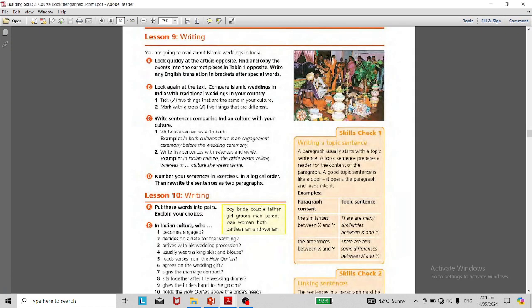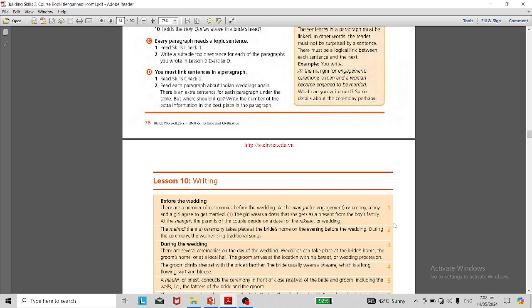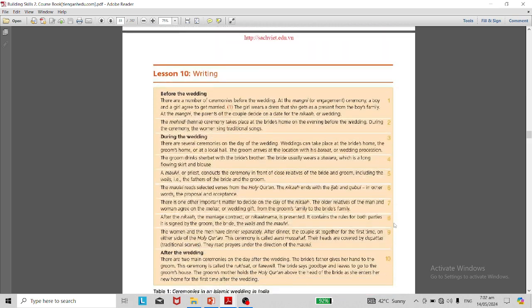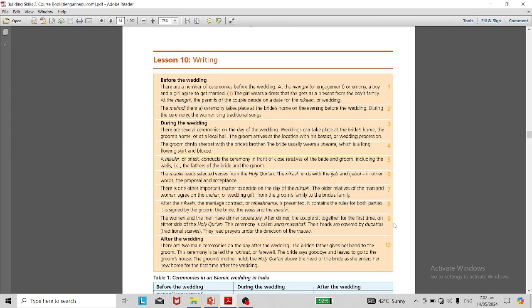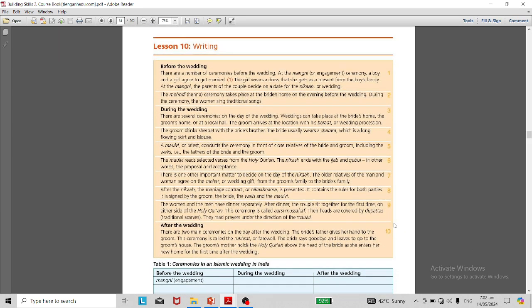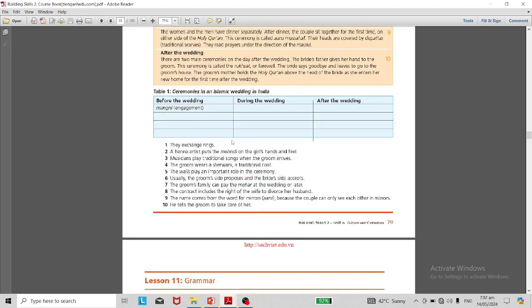You are going to read about Islamic weddings in India. Exercise A, look quickly at the article opposite, find and copy the events into the correct places in table 1 opposite. Write any English translation in brackets after special words. Let's look here and see. This is a text you read and answer the questions. The questions here, or to fill the table.